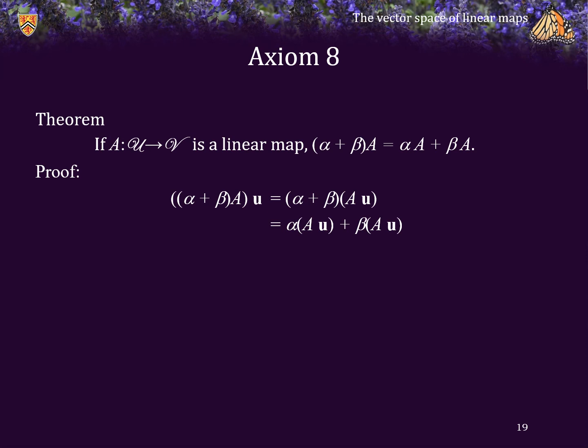Now, looking at the first one, we see the first one is just alpha A applied to u, and the second is beta A applied to u. And so now we have the sum of two operators applied to u, which is simply alpha A plus beta A all applied to u. This is true for all u, and therefore the two expressions in linear operators are equal.